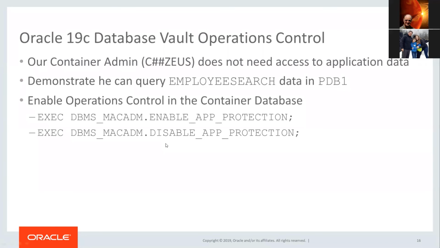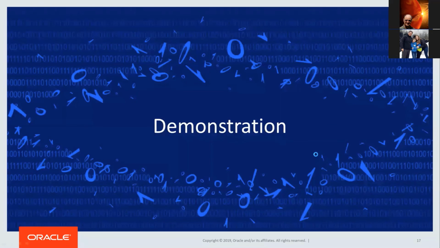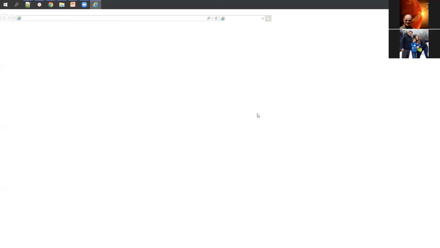Again, this should look familiar, right? This is our DBMS_MACADM.ENABLE_APP_PROTECTION or DISABLE_APP_PROTECTION, right? You're going to see us use app protection in the documentation or in the database. App protection and ops control are interchangeable. We're going to execute that a couple different times here, to make sure that we can or cannot access that data as Zeus. One of the neat things I love about this new ops control is just how easy it is to use. It's real simple, and you're going to see that here in a second.